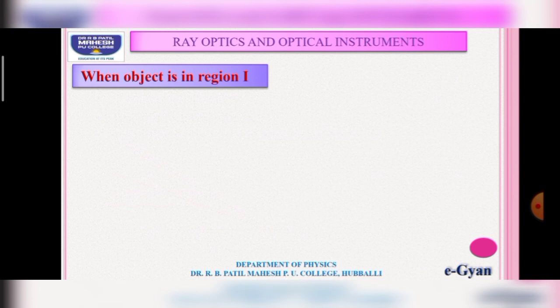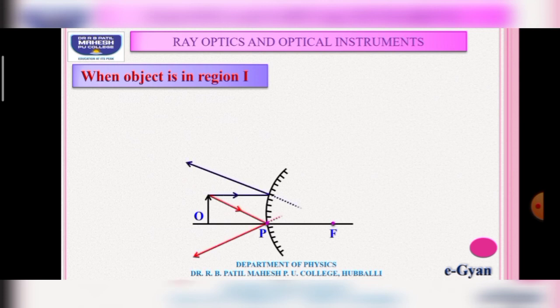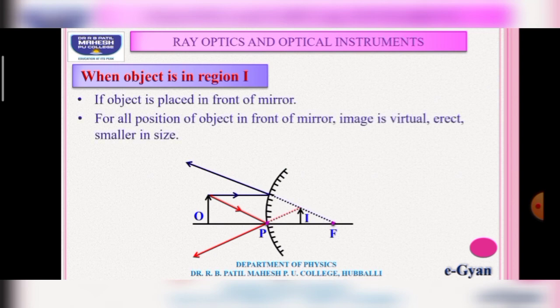When the object is placed in this region, that means if the object is placed in front of the mirror at any position, the image is formed behind the mirror, and the image is virtual, erect and small. As the object moves towards the mirror, magnification increases and becomes unity at pole.